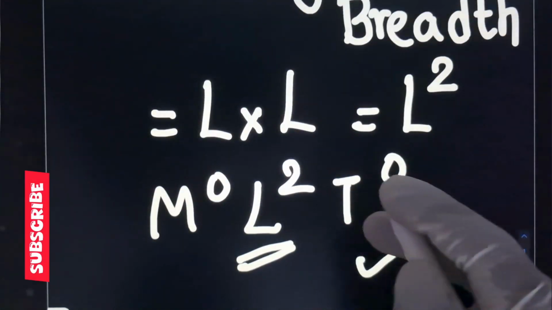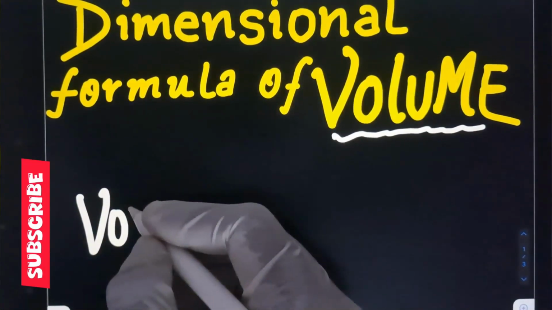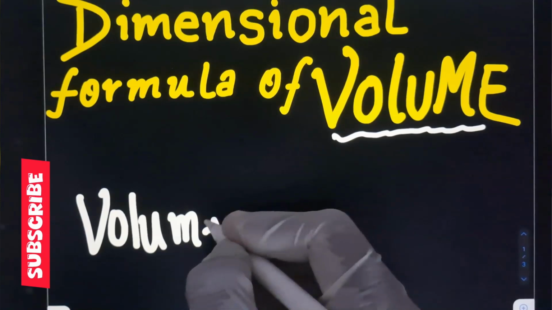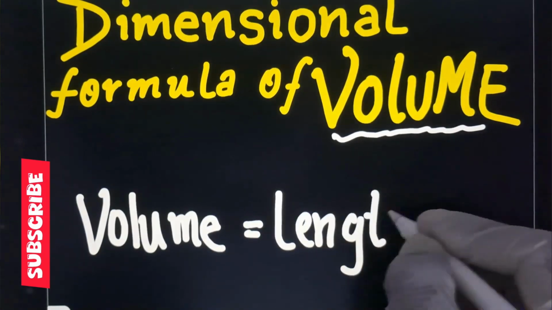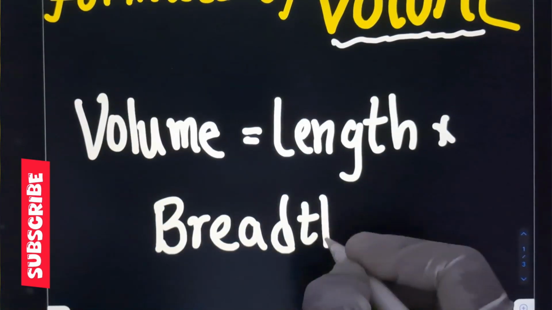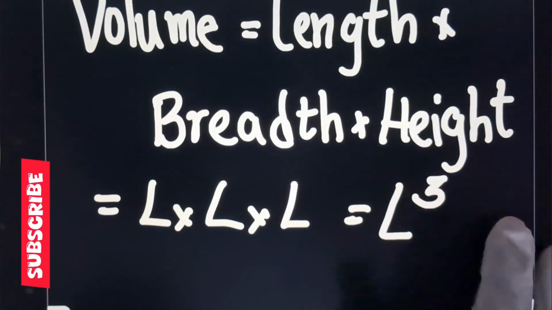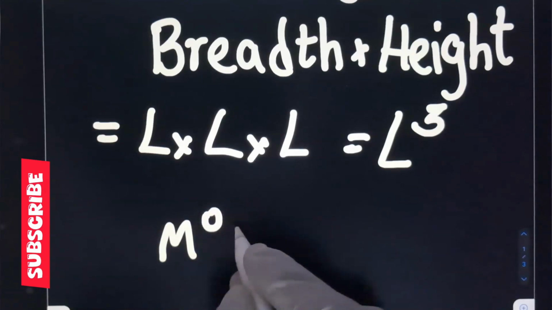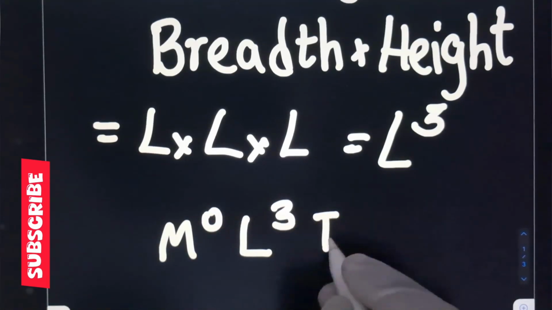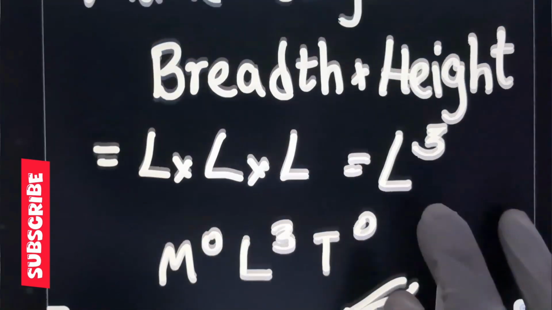To find the dimensional formula of volume: volume is equal to length into breadth into height. As all are in the same units, L into L into L is L cube, and the volume dimensional formula is M power 0, L power 3, T power 0.